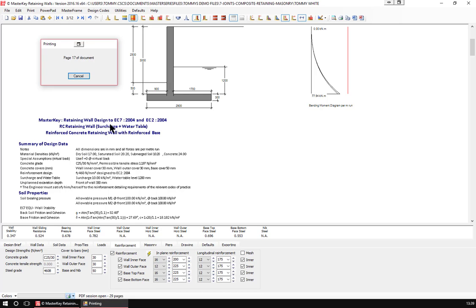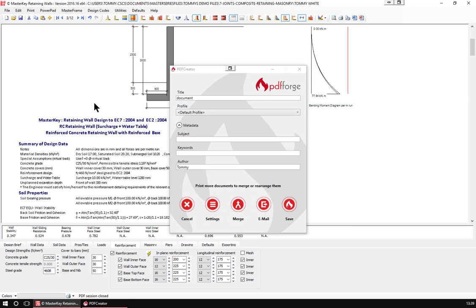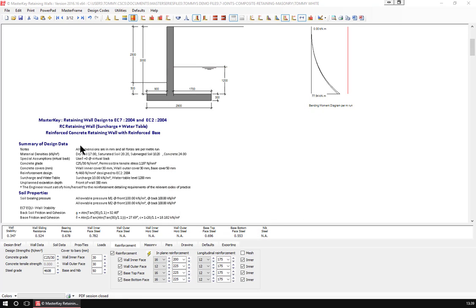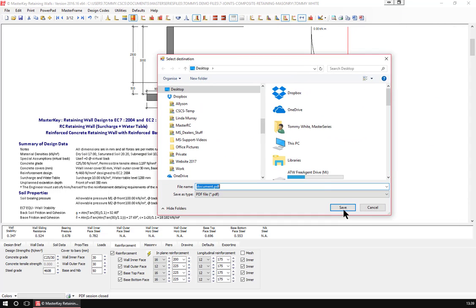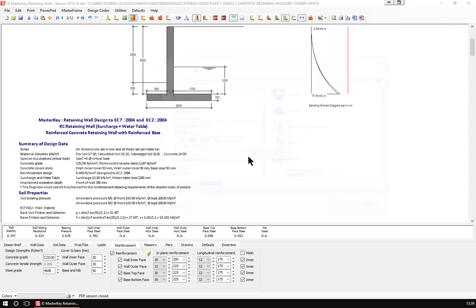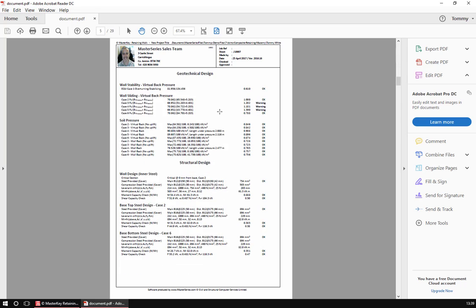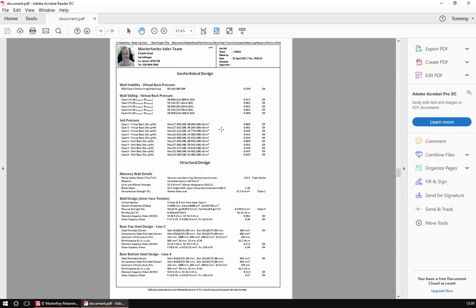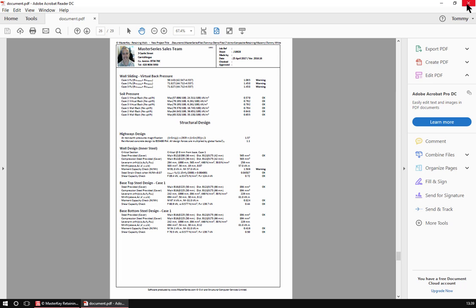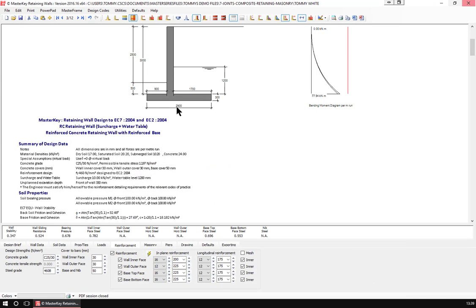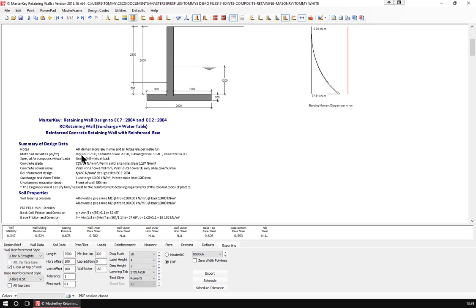So if I just close that down and save that, I'm going to save that to my desktop and replace the old one, absolutely, always do. So we have our retaining wall, and all the calculations that came with it are all coming out for that. So that's your output.